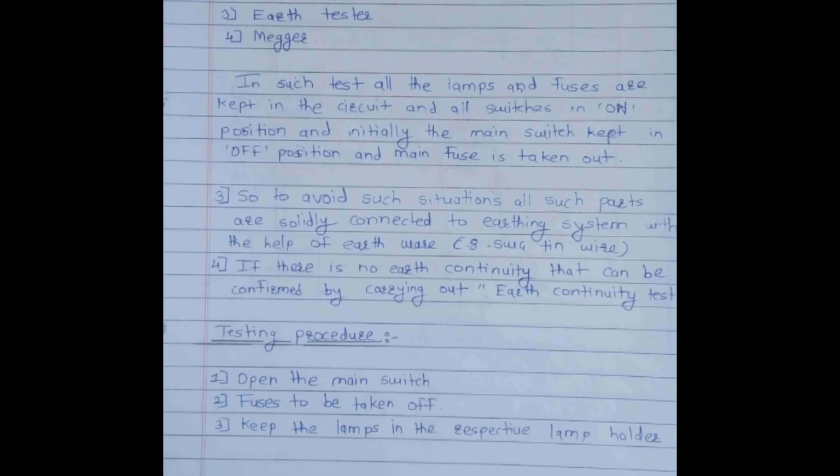In such a test, all the lamps and fuses are kept in the circuit and all switches in the on position, and initially the main switch is kept in the off position and the main switch is taken out. To avoid such a situation, all such parts are solidly connected to the earthing system with the help of an earth wire. If there is no earth continuity, that can be confirmed by carrying out the earth continuity test. Testing procedure: first open the main switch, second take off the fuse, and third keep the lamp in the respective lamp holder.